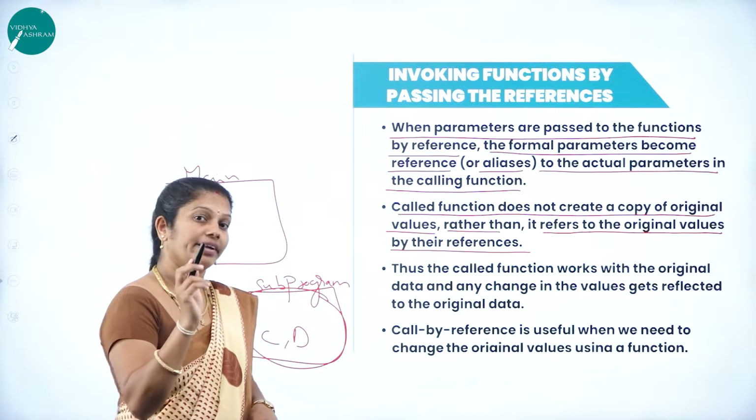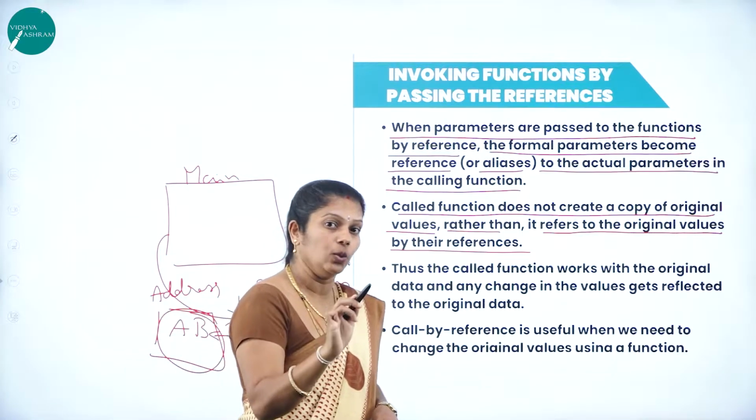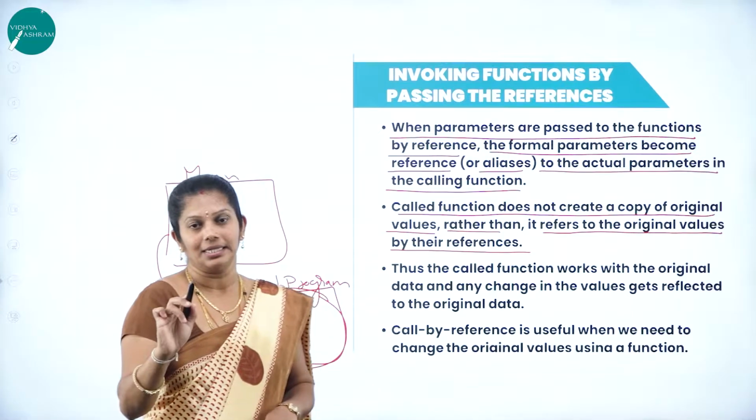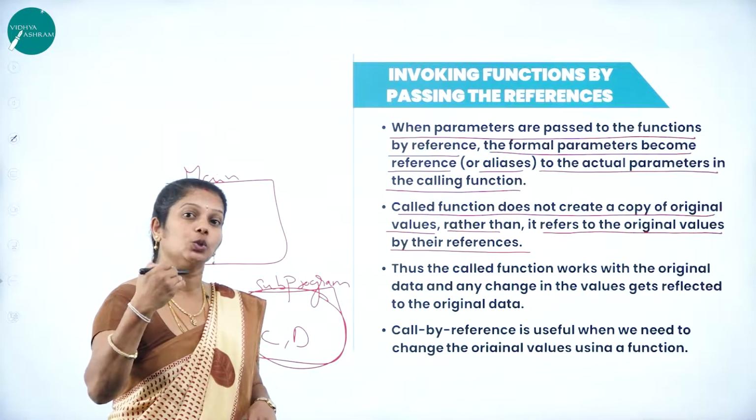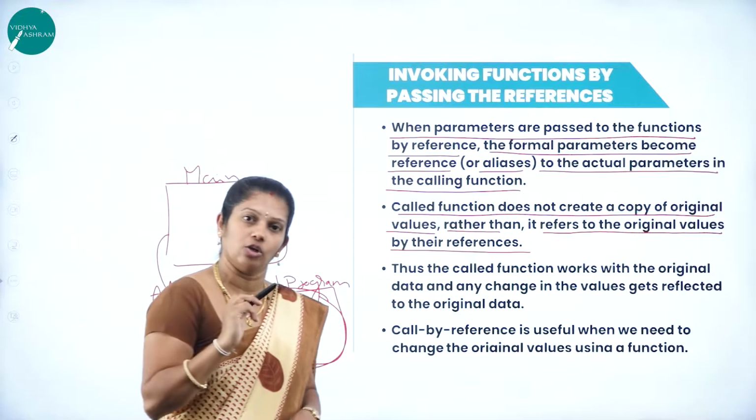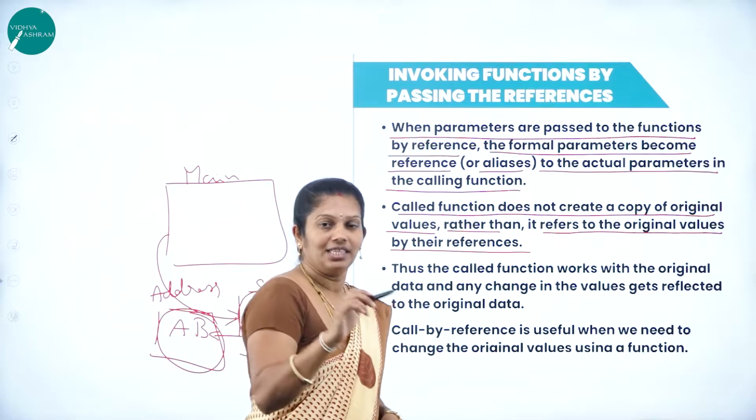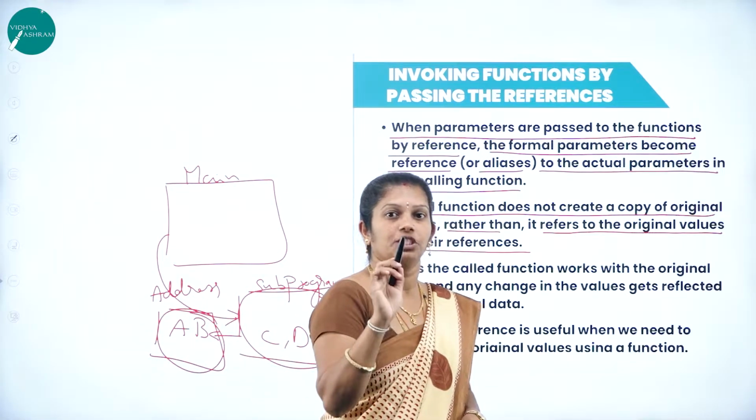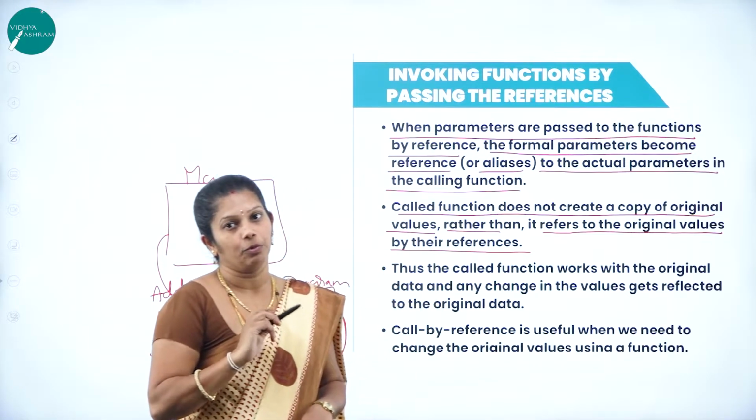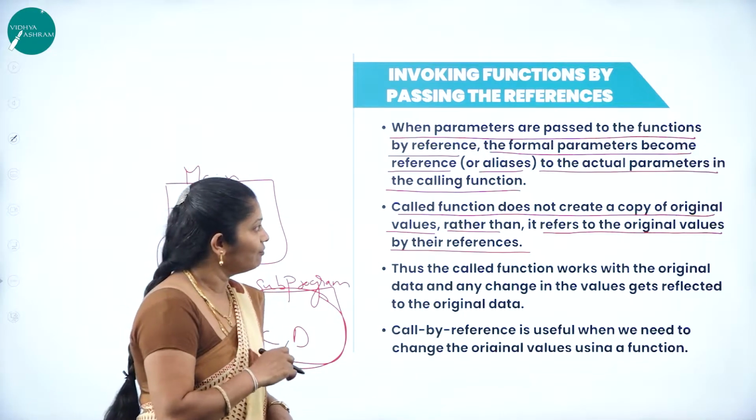But in call by value, the main program will send the data and the subprogram creates its own copy of the data and works on that. That's why if there is any change in the subprogram, especially to the value, it will not affect the main program in call by value. Whereas in reference, what happens?